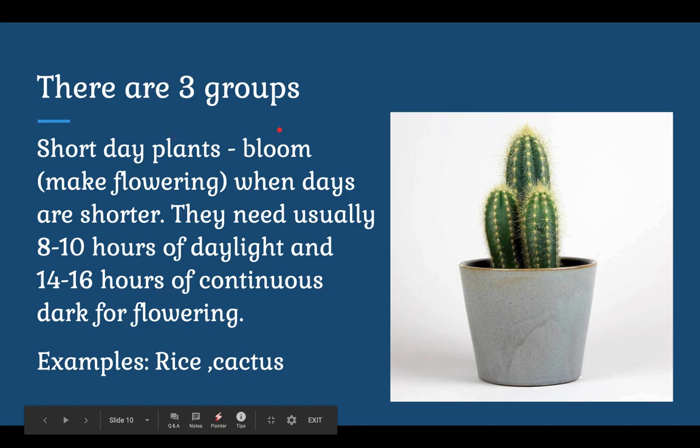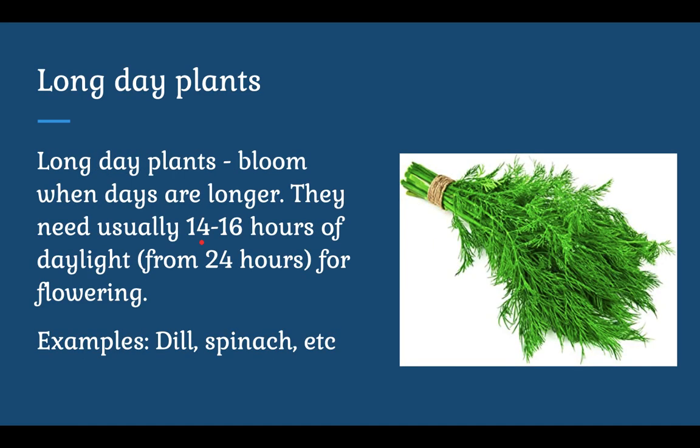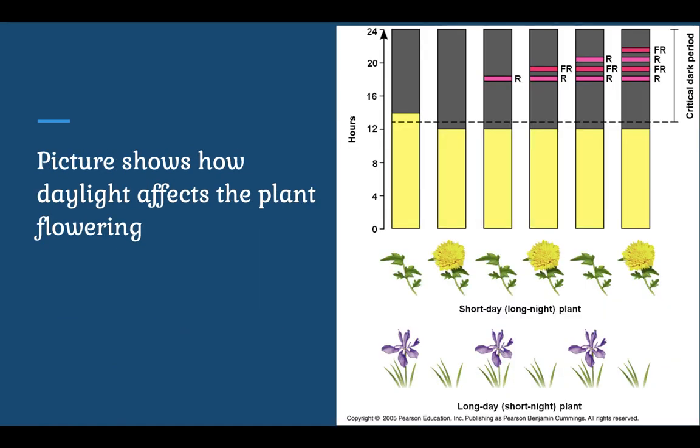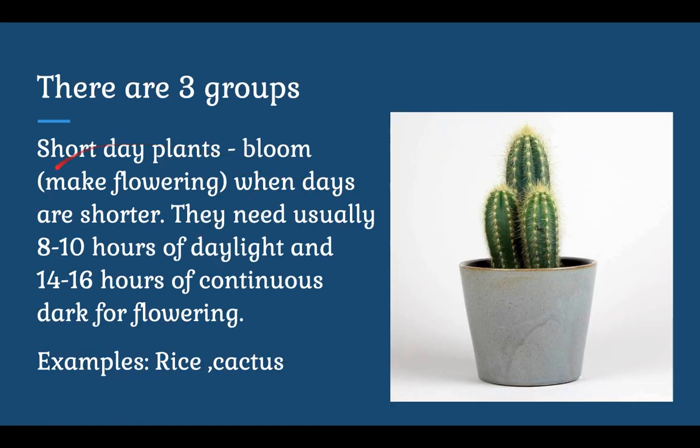There are three groups of plants: short day plants, long day plants, and neutral day plants. The first one, short day plants, bloom when days are shorter. Bloom means making flowers. They usually need 8 or 10 hours of daylight and 14, 16 hours of continuous dark for flowering. Continuous means without any stop. The darkness must be continuous, because if you put light in during this period, they will not flower.